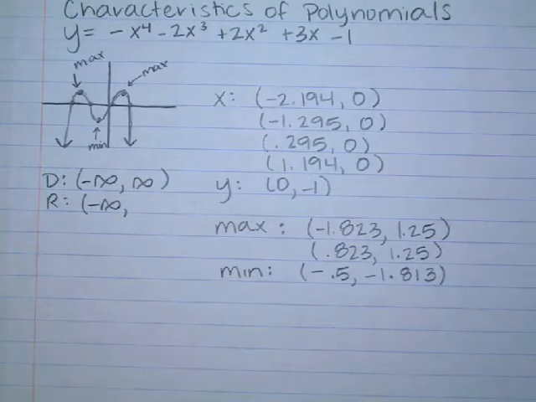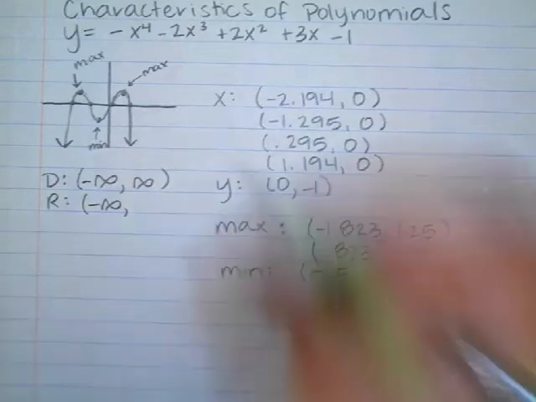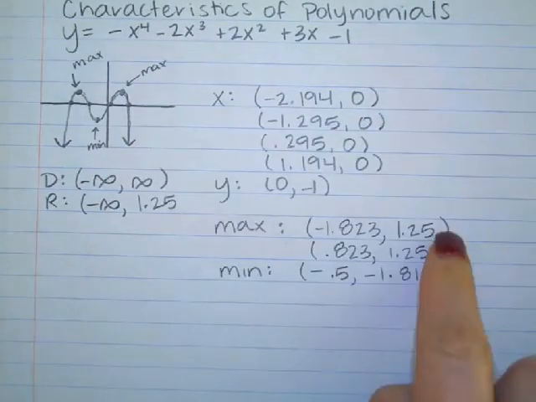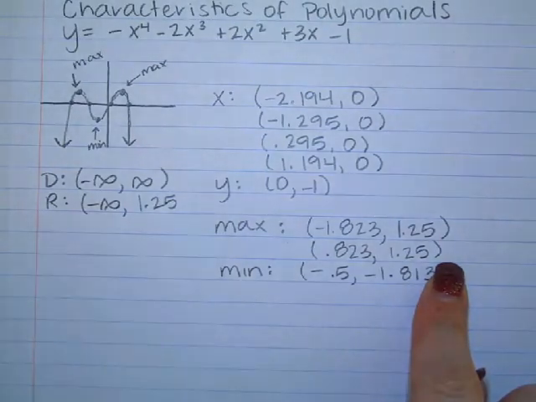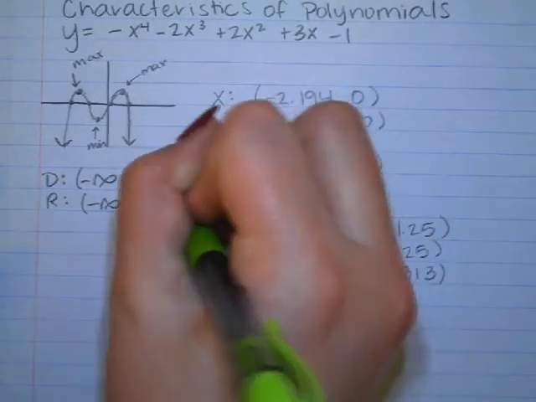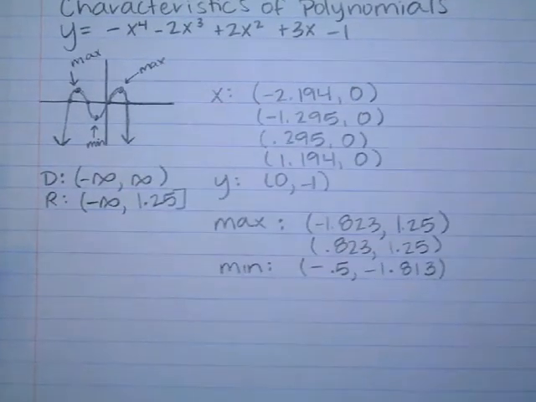Yeah, so we know the graph goes down forever, down to negative infinity. How far up does it go? What's the highest point that it goes up? 1.25. So we use that y coordinate from the max, and it's the same for both of them. But if one of them had been higher, we would have just used the higher one. Is that a parenthesis or a bracket? Bracket, it's a point, you really equal it. Okay, what else do we need to find?